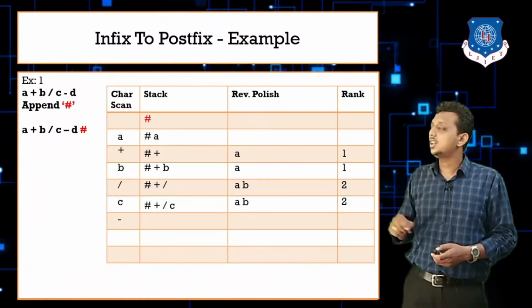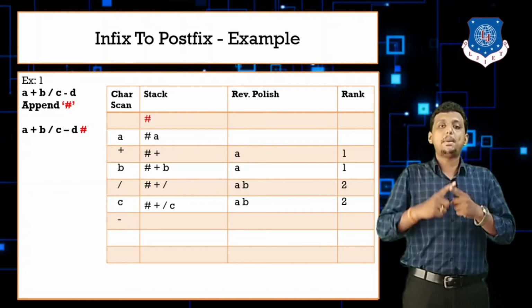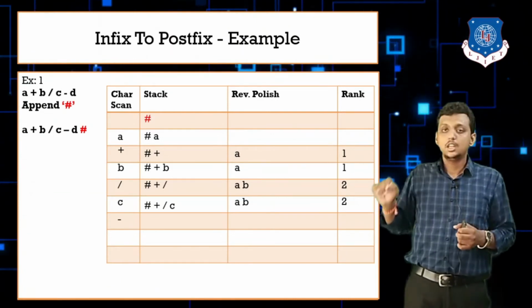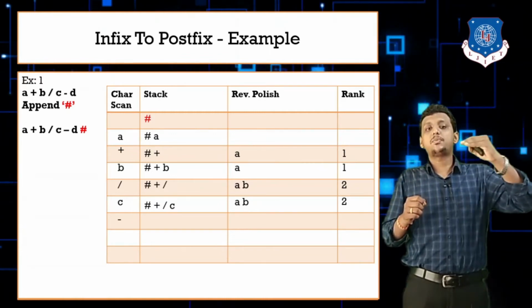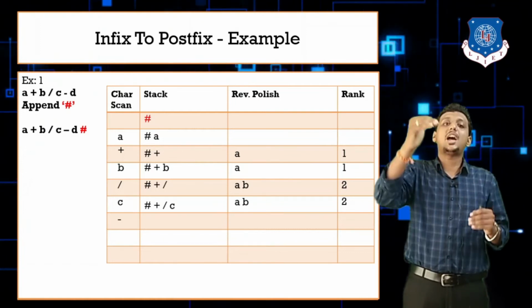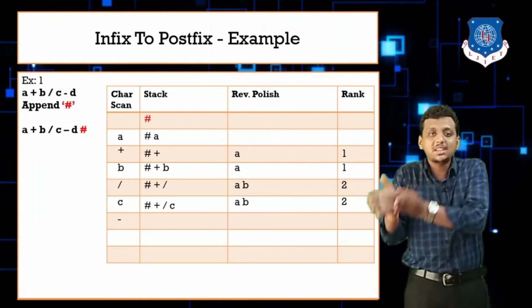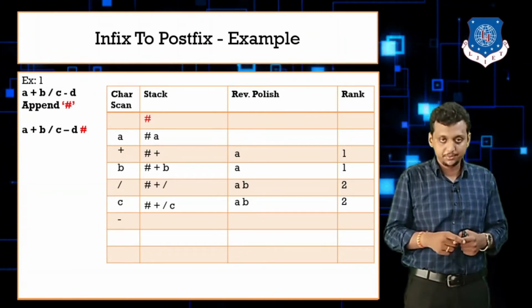Next students, we have the minus with us. So minus is an operator. Now just compare the precedence of minus with C, because C is now the topmost value. Which one is higher? C has the higher precedence. That's why we need to pop C from the stack and put it inside the reverse polish, concatenated with AB.